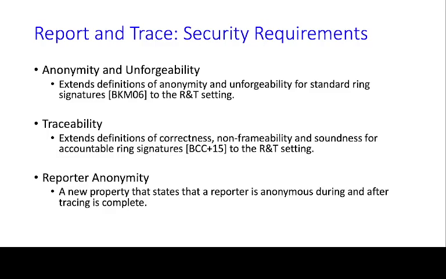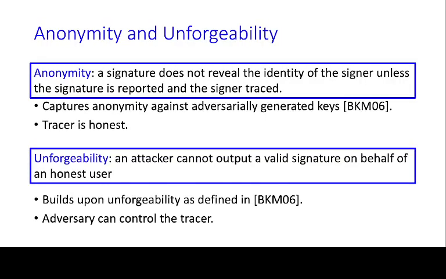Okay, so in a bit more detail, anonymity is the property that a signature does not reveal the identity of the signer unless the signature is reported and the signer traced. Formally, we adapt the anonymity definition of Bender-Katz-Marcelli, capturing anonymity against adversarially generated keys, meaning that the adversary can generate keys on behalf of signers and reporters. However, like accountable ring signatures, we require that the tracer cannot be corrupted or controlled by the adversary.